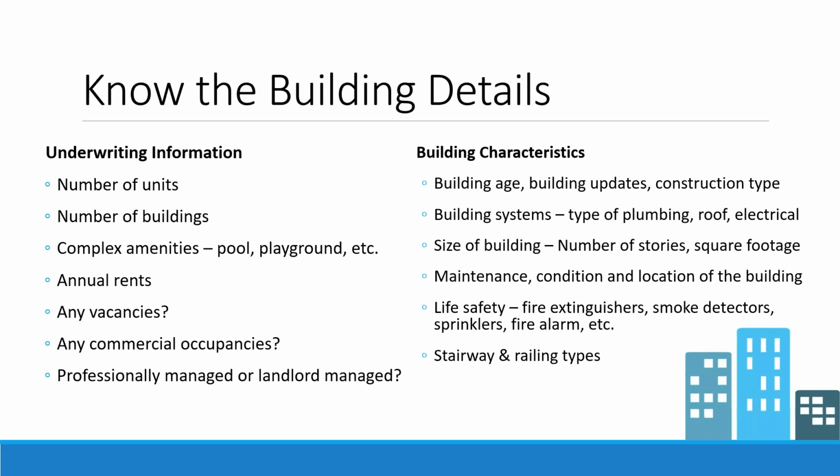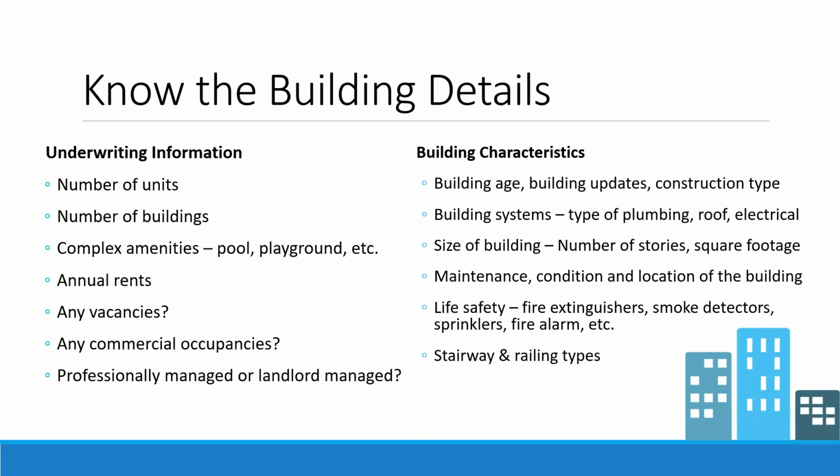Are there any commercial occupancies? If there are, we'd want to know the commercial square footage and the types of tenants in the building versus the residential square footage, because the commercial side for the LRO portion would be rated on the square footage, and then the apartments would be rated on the number of residential units. And then do they have a management company or is it landlord managed? That's always good information to know as well, especially if we need to add an AI for that property management company.